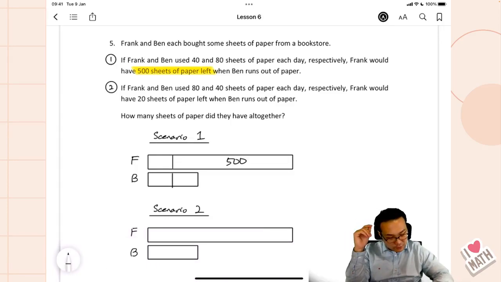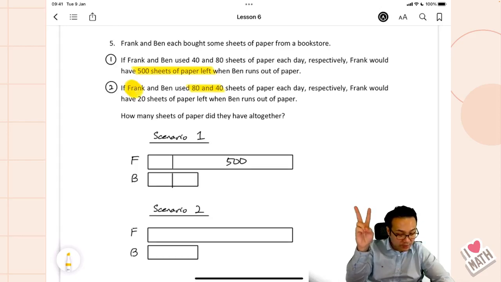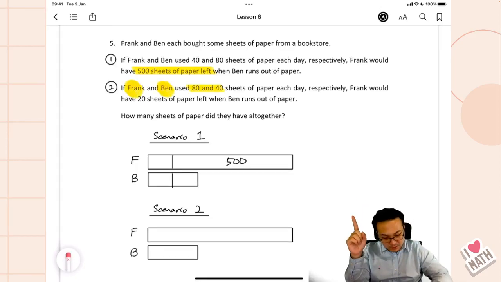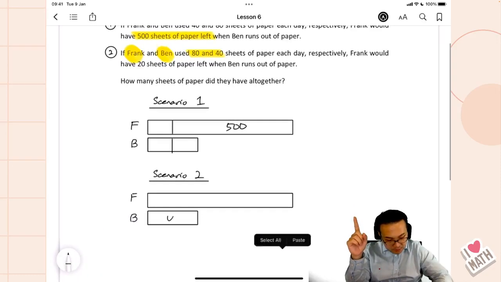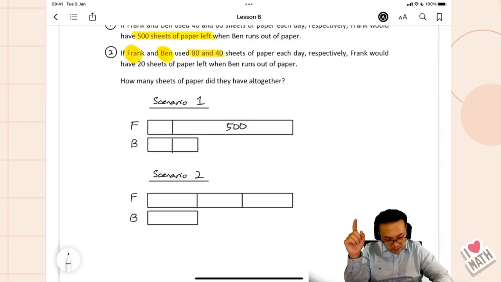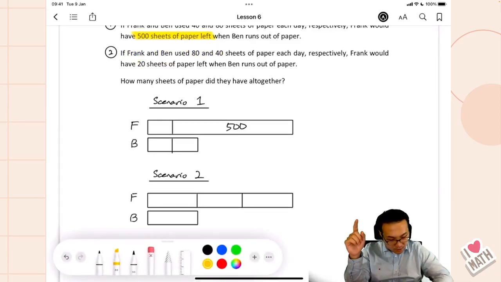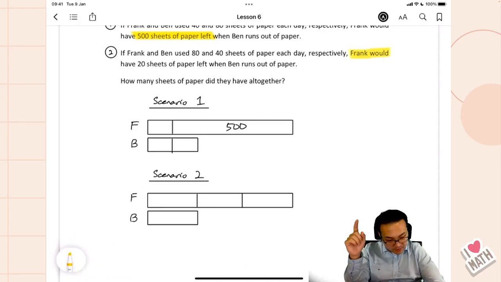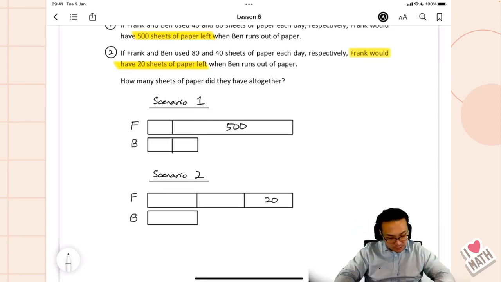Now you read scenario 2, what will happen? 80 and 40. What does it mean? That means Frank is using 2 units, 2 times more, right? Ben is using 1 unit. Okay, so let me draw. Ben is using 1 unit, but Frank is using 2 times more. Okay? And how many does Frank have? After Ben finishes using all his paper, then Frank would have 20 left. Okay, so let me just draw it properly. Okay, so Frank will have 20 left.